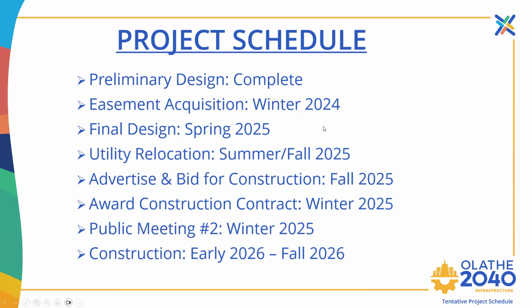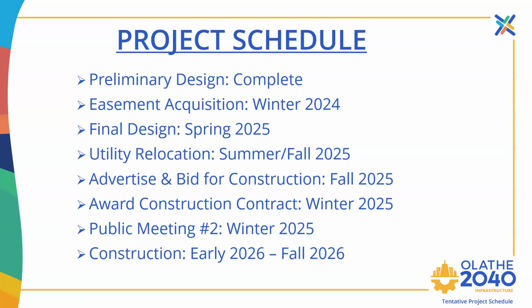Final design will occur spring of 2025. Utility relocations will start shortly after that and continue through the summer and fall of 2025. We are currently working to get all of the utility companies' relocation design plans. We'll advertise and publicly bid the project for construction fall of 2025. After that, City Council will award the construction contract in the winter of 2025.